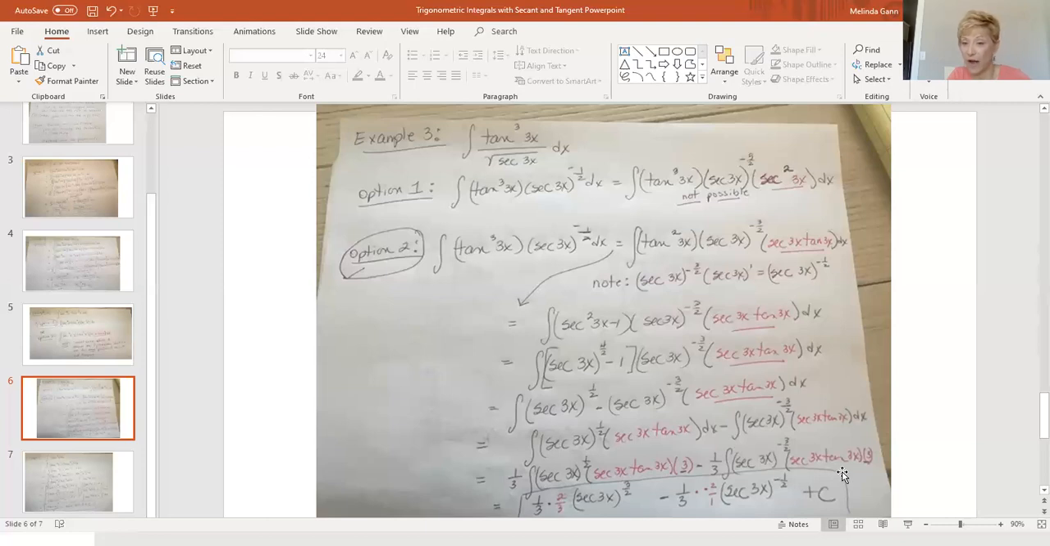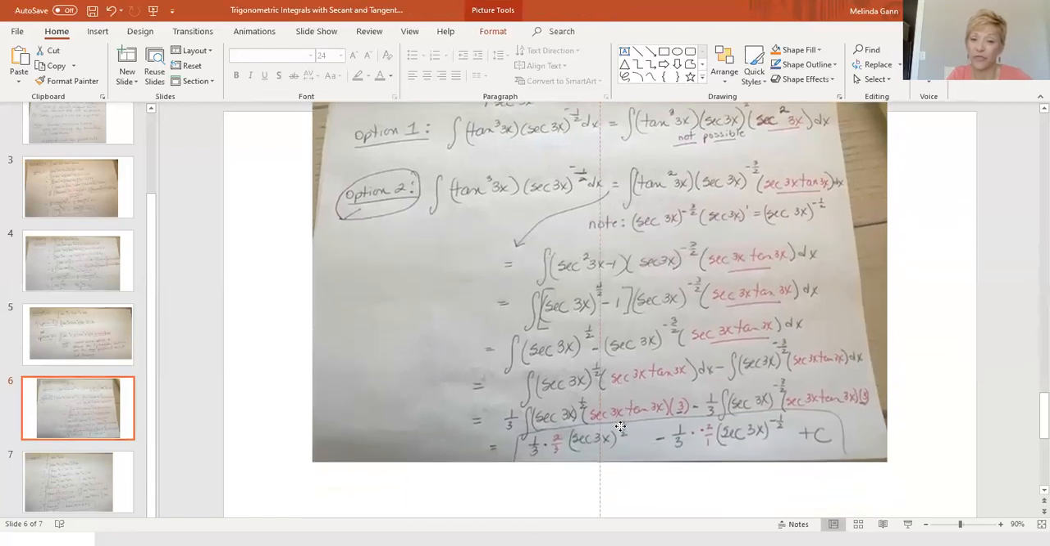Same thing happened over here. I had to get the derivative of the inside. So now it's got power rule. So when you add a 1 to a 1/2, you get a 3/2. Now remember, you've got to divide by 3/2.